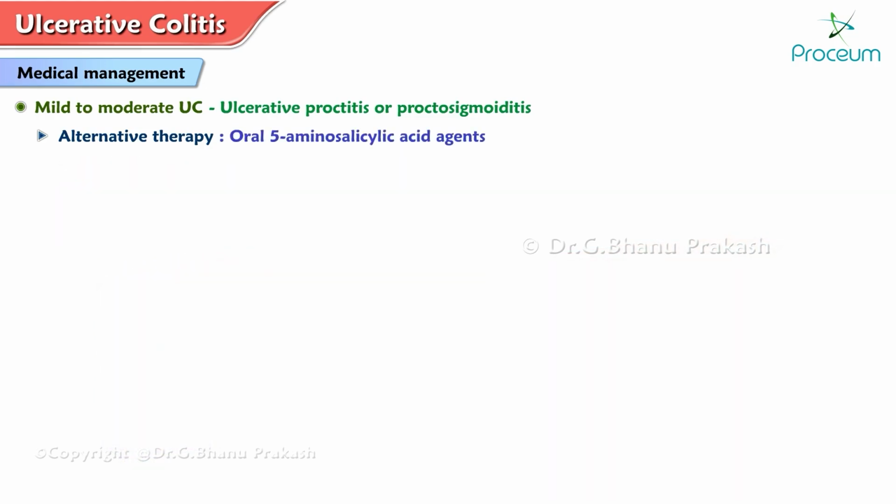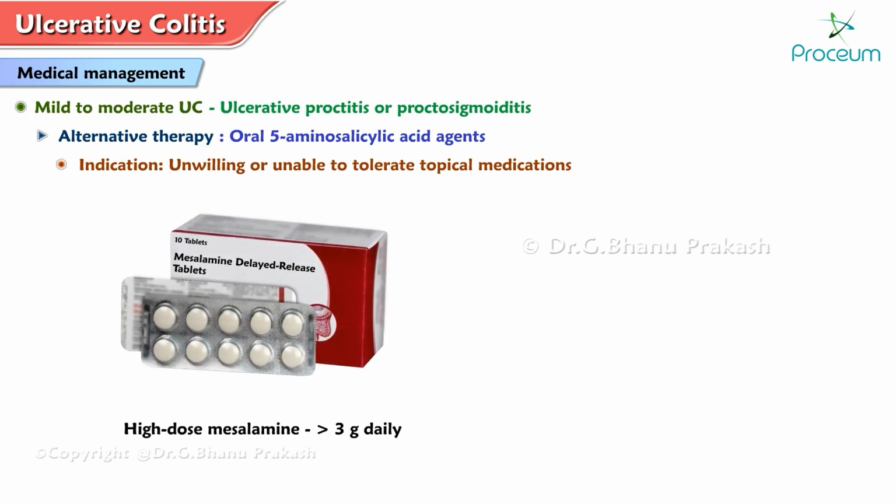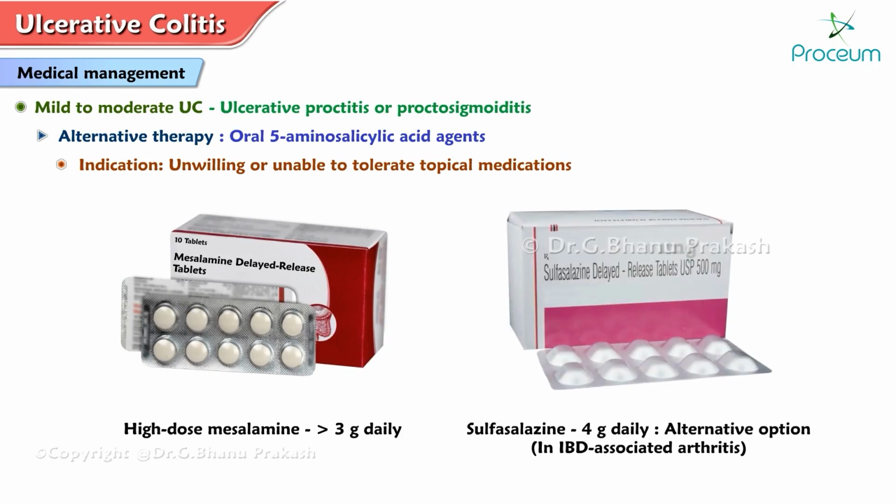Oral 5-amino-salicylic acid agents. Patients who are unwilling or unable to tolerate topical medications can be treated with an oral 5-amino-salicylic acid medication. It's preferable to begin with high-dose mesalamine, that is more than 3 grams daily. Sulfasalazine, 4 grams daily, is an alternative option, especially in patients with inflammatory bowel disease-associated arthritis.